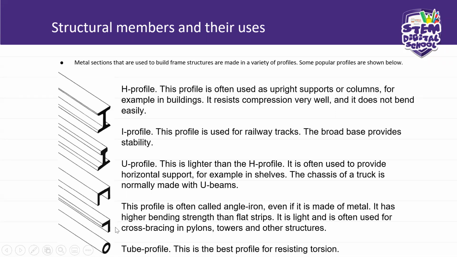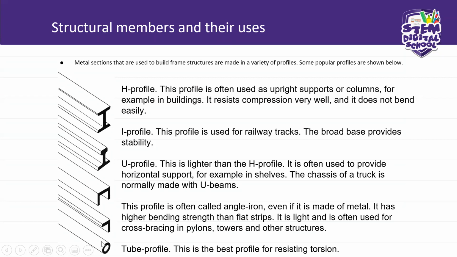And then this one is the angle one, the angle girder, or the angle profile. This profile is used as angle iron, even if it is made of metal. It has higher bending strength than flat strips. It is light and it is often used for cross bracing in pylons, towers, and other structures. It is used for cross bracing, this one.